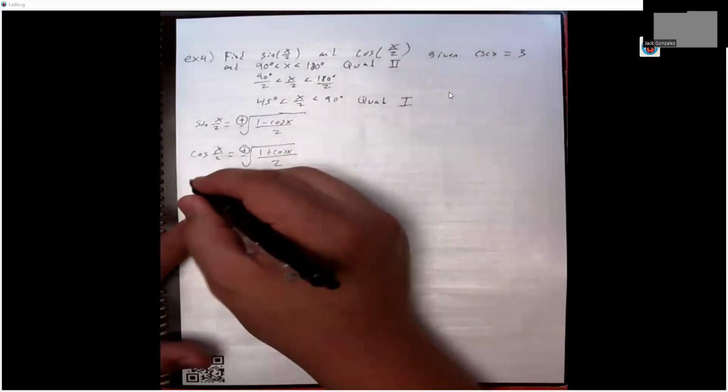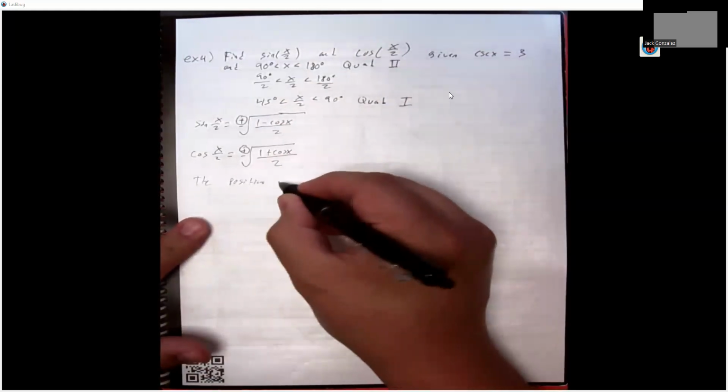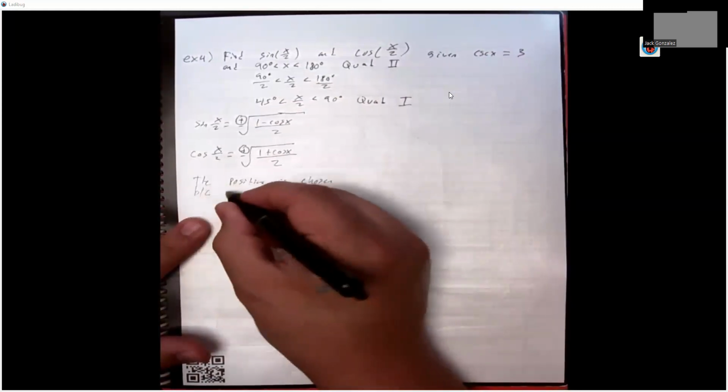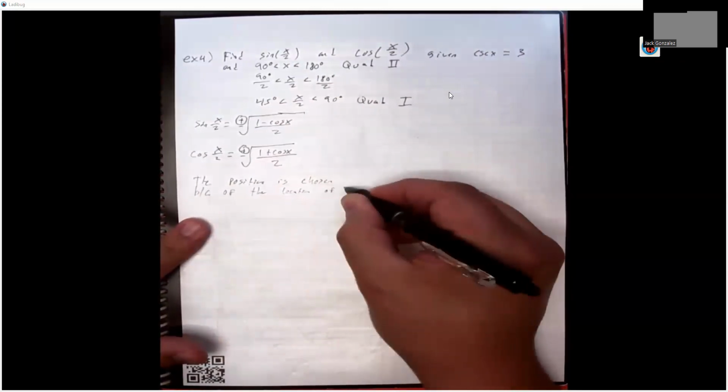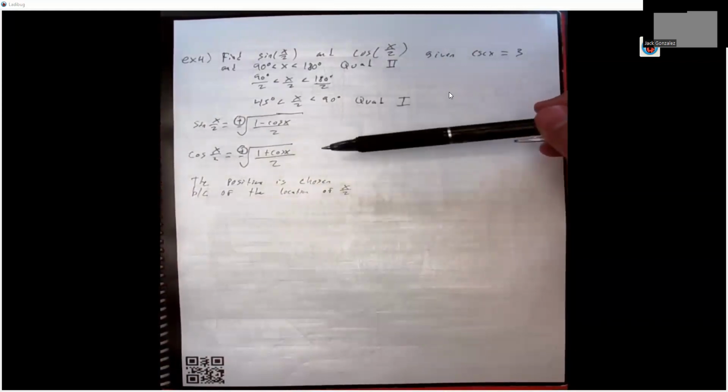So the positive is chosen because of the location of x over 2. Does that make sense? So if x over 2 ended up being in quadrant 3, they would both be negative. So when you apply the formula, you'd be using the minus version. If it was in quadrant 2, then you would be using positive for sine, negative for cosine. See how it matters.